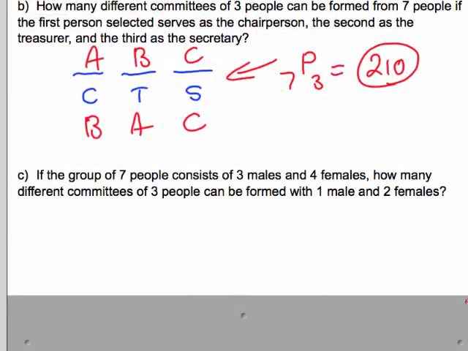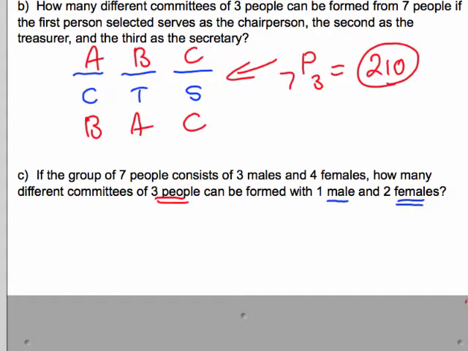Here's another similar situation, but we have some constraints thrown in. Our 7 people consist of 3 males and 4 females, and we want to know how many different committees of 3 people. So we're still picking a committee of 3 people, but this time the committee must have 1 male and 2 females. How many different committees are there? And as we've discussed in the past with permutations, we need to consider the different groupings separately.